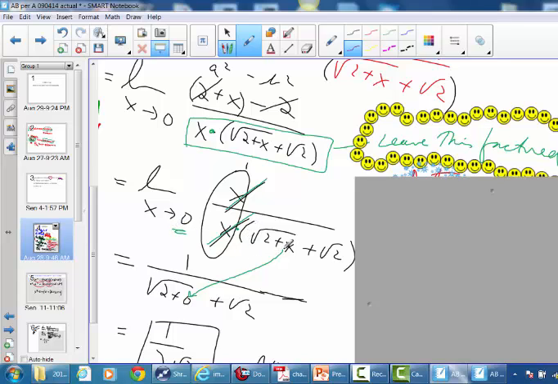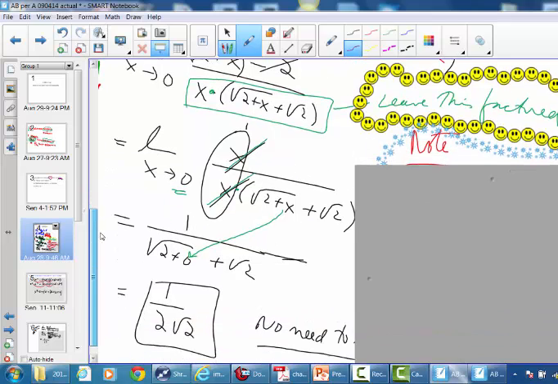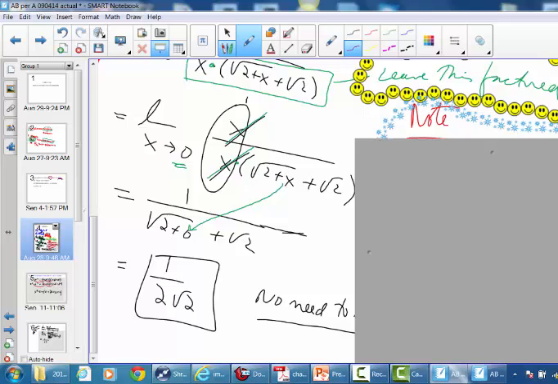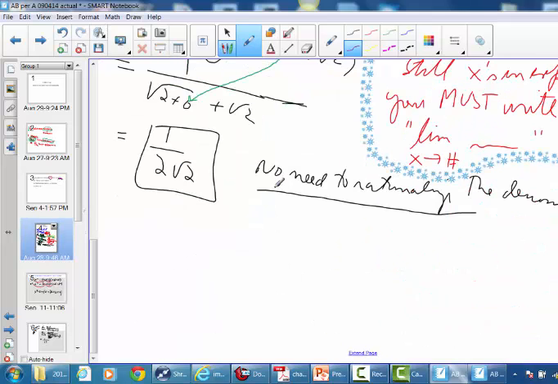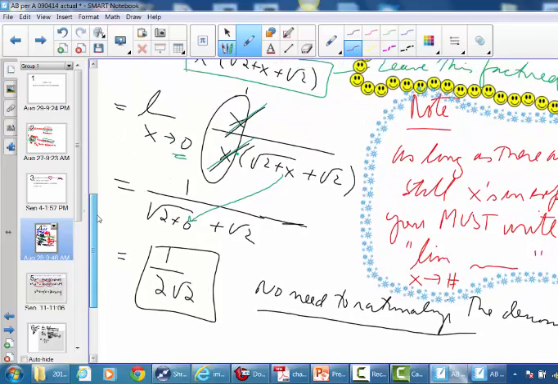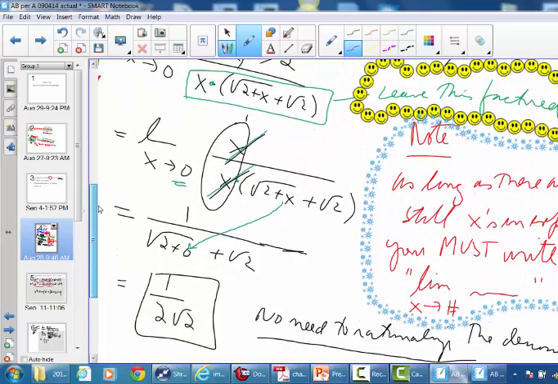You now replace x by 0 in the denominator. The numerator is just 1, and you will get your final answer of 1 over 2 root 2, because you get root 2 plus root 2. I do want to remind you that in AP Calculus, there is no need to rationalize the denominator of a final numerical answer.